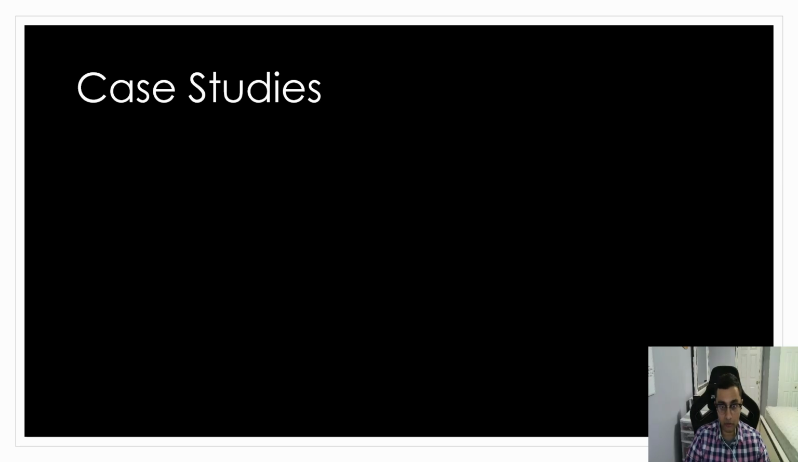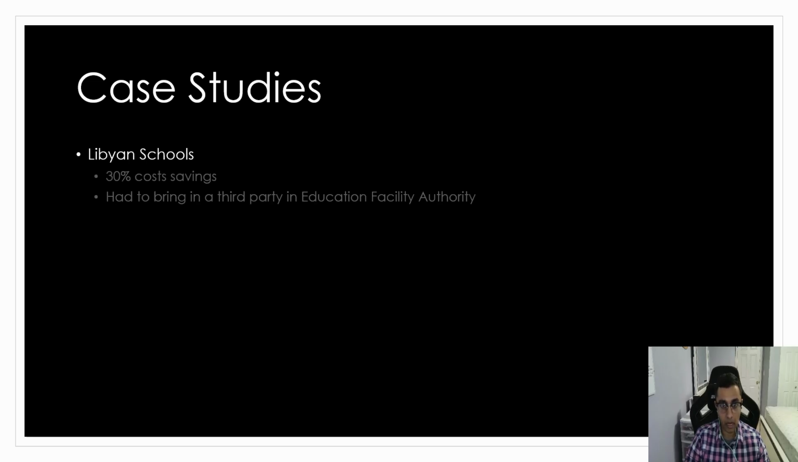While the construction industry has not peaked in its usage of value engineering, it has been used in some cases. One such case is the construction of schools in Libya. The Libyan government brought in the third party Education Facility Authority in order to conduct some value engineering. Using some previously mentioned techniques, they were able to save around 30% compared to what was originally planned to be spent.